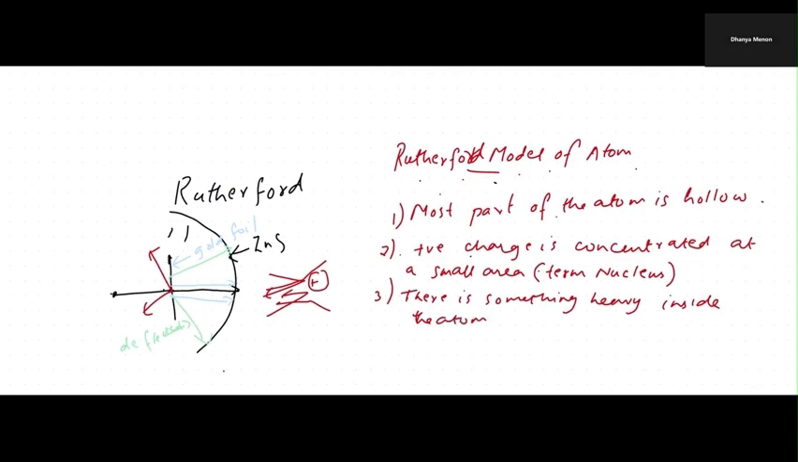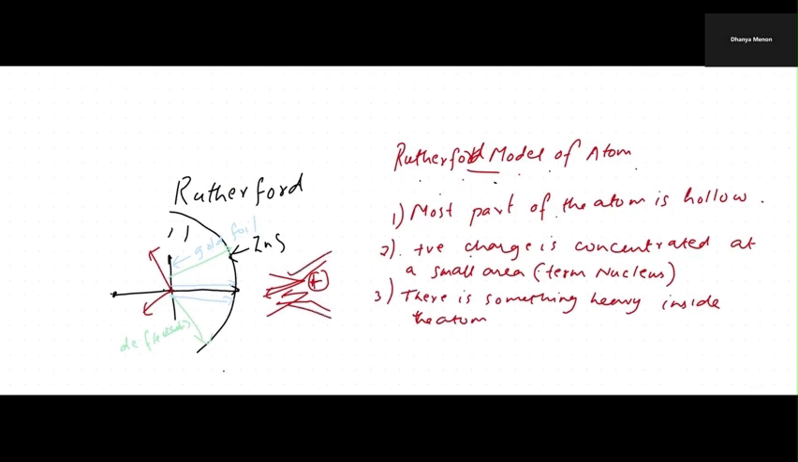So, most part of the atom is hollow. That is why most of the alpha particles could pass through the gold foil. Second, the conclusion is positive charge is concentrated over a very small area. So if these alpha particles come near these positive particles, they are deflected by small angles.